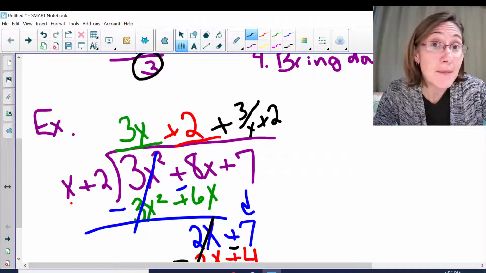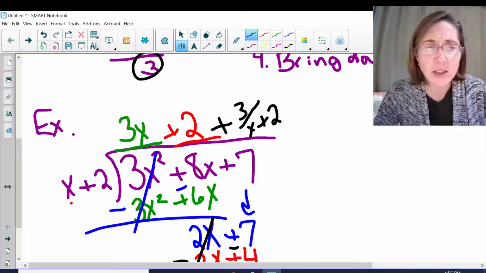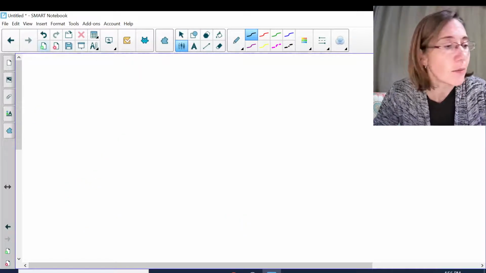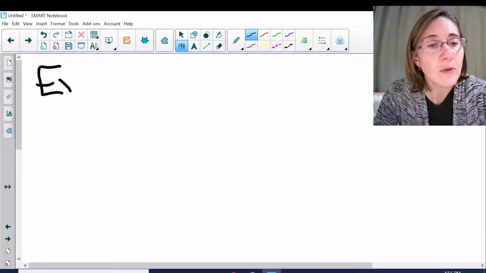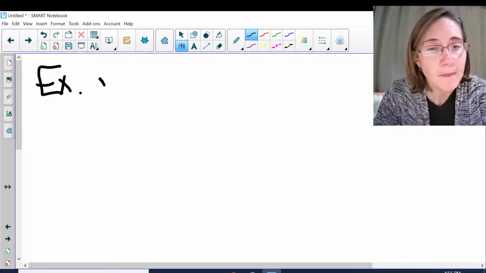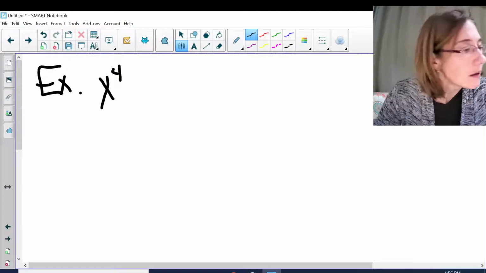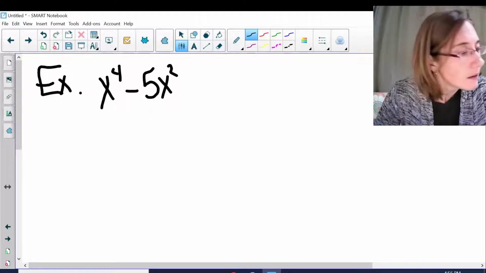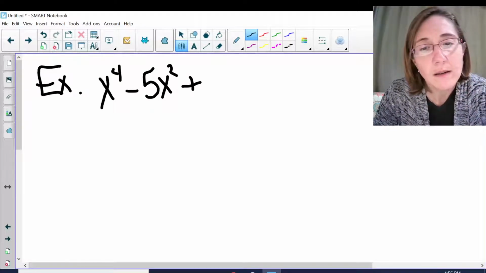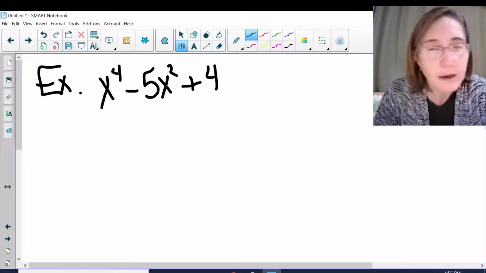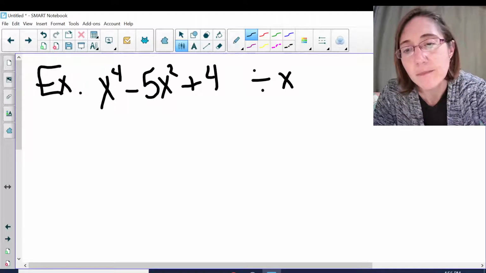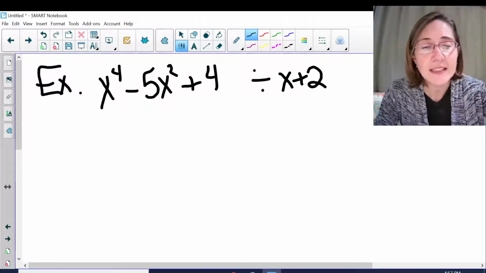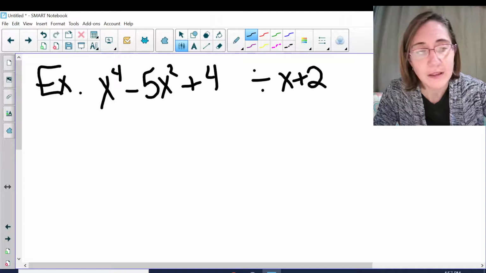So that is what polynomial division looks like. Let's try another example because this is a new skill, so we need to practice this a little bit more. For this example, we are going to take x to the 4th minus 5x squared plus 4, and we're going to be dividing it by x plus 2. Okay, so my trinomial is going to go inside the divide sign.